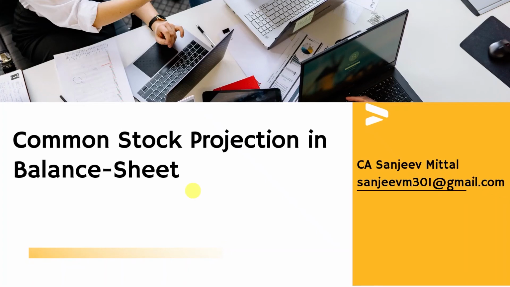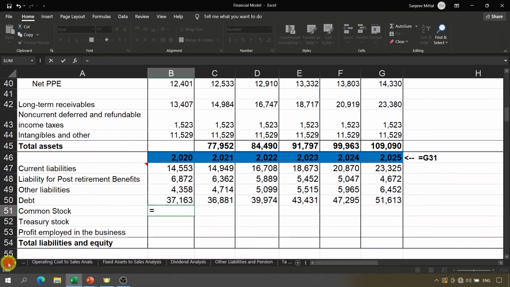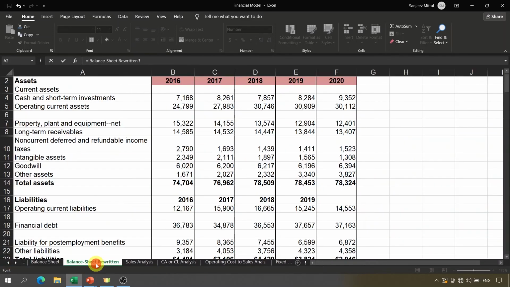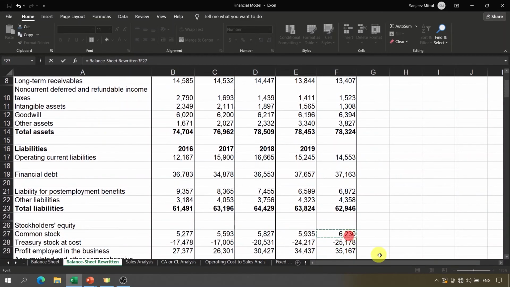Let's try to project our common stock in the balance sheet. For that purpose, we shall go to our balance sheet, and inside that we shall select the year 2020. In the year 2020, we can go to our simple balance sheet, which is retained earnings. Inside that, we already know that our common stock is 6,230, and we select that number.